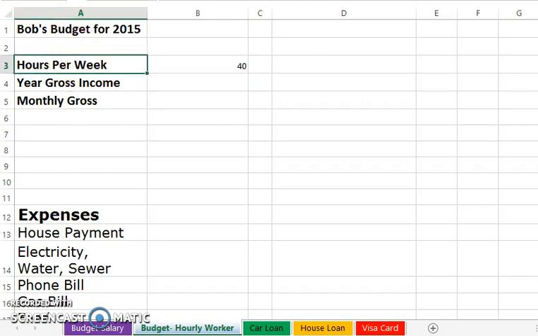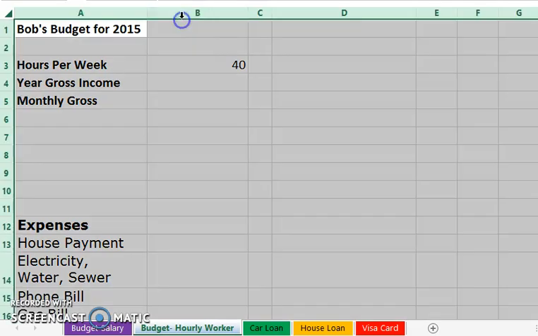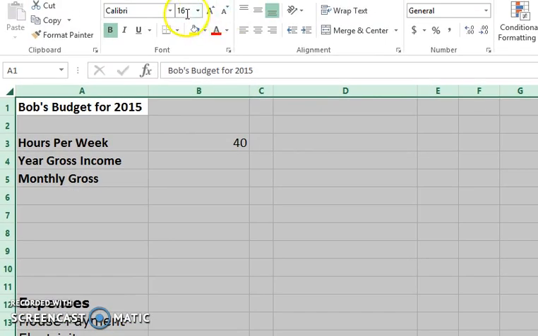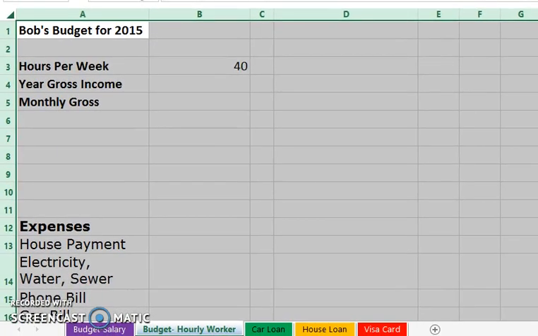And one thing I might want to do is click in the corner here and update all my fonts for everything. I put everything at 16 so we can see it a lot better. Okay, and I did that right up here. I just set it to 16, and I'm going to move this back down. So I'm working on my budget for my hourly worker.